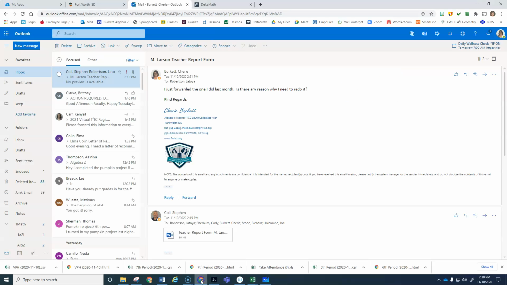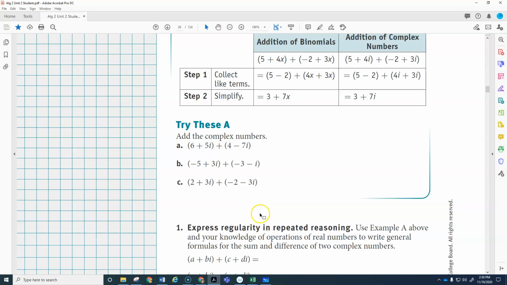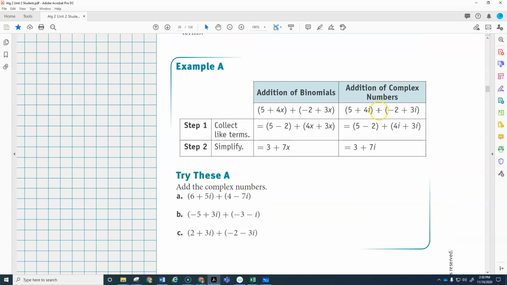Even Springboard shows you, hey, look, this acts like a binomial with an x. I'm just very scared of showing you that because people walk away thinking that i is a variable. i is not a variable. i has a value of square root of -1. So it's not a variable.